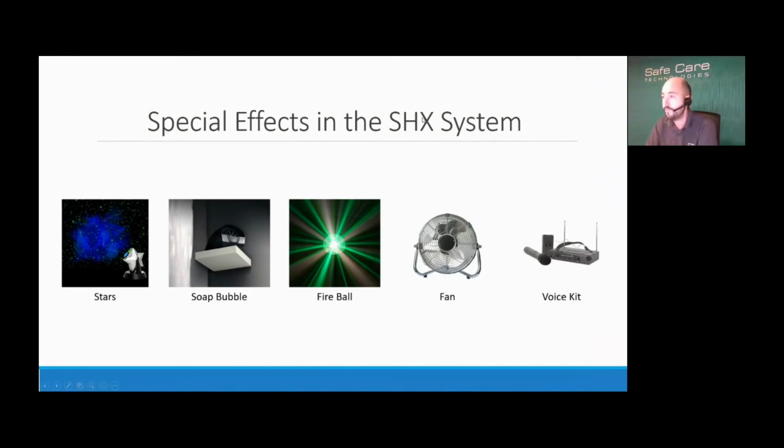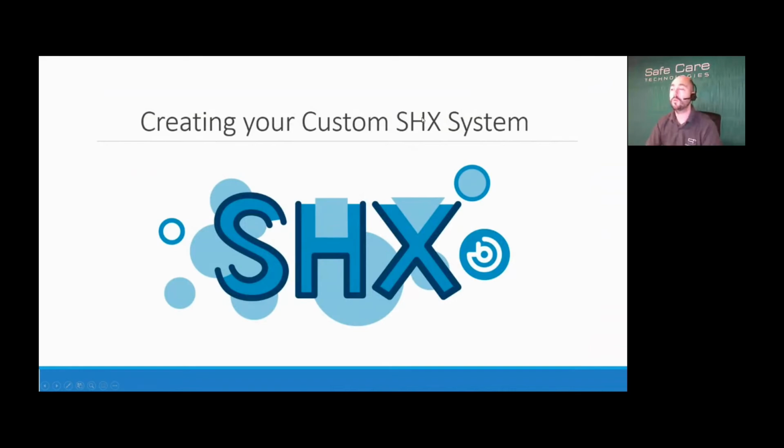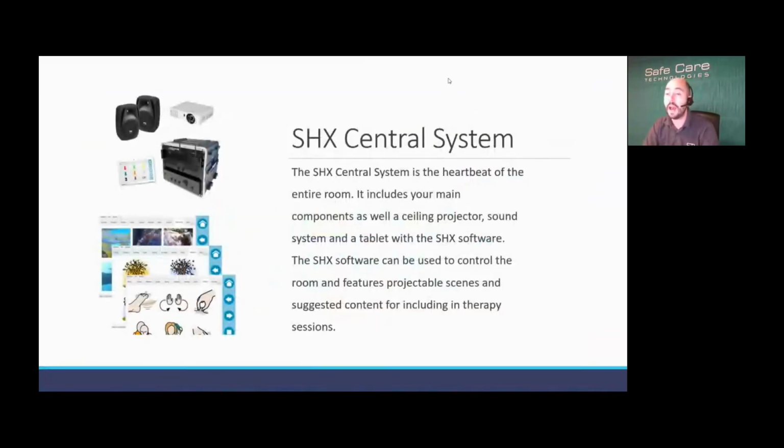So to create your own custom SHX sensory room system, there are just a few steps involved. The first step is basically having the system itself. So you start off with the system, and the system consists of the computer, the speakers, the tablet, the projector, and the software itself. Once you have that, then you're pretty much on the right track to getting all the other elements involved as well. So you have your system and that gets installed, and then your projector will project all your software onto the screen or onto the wall that you have chosen.